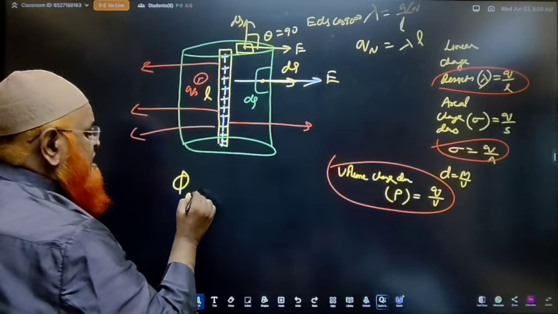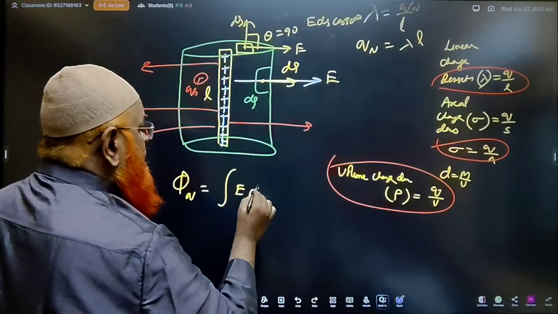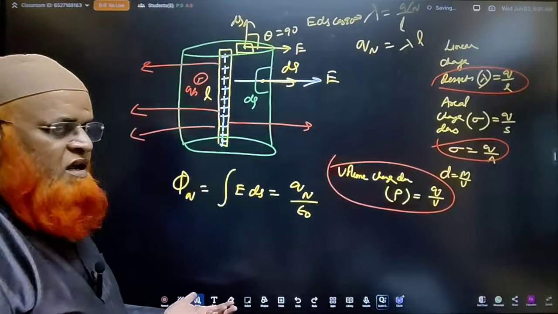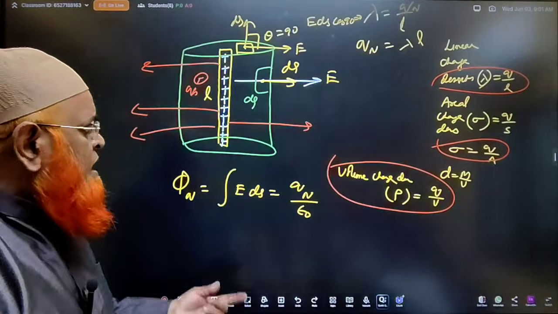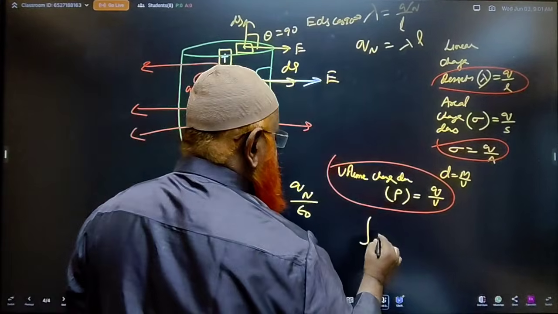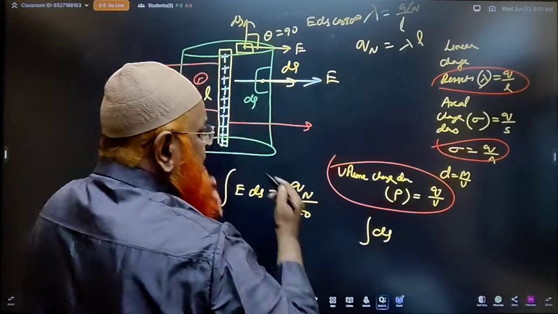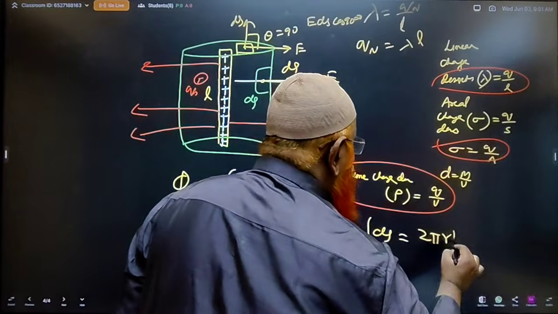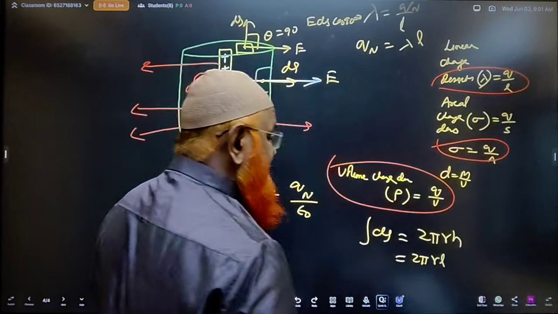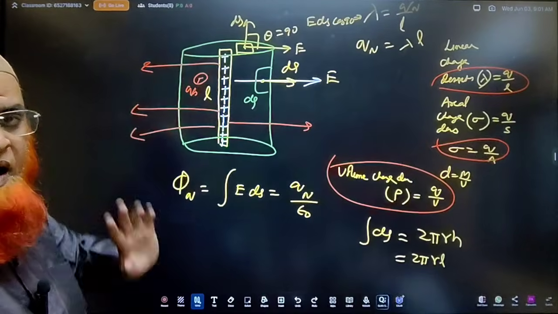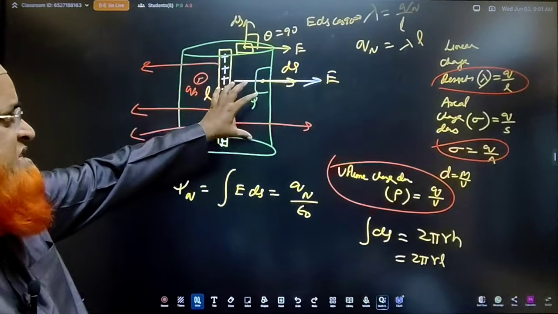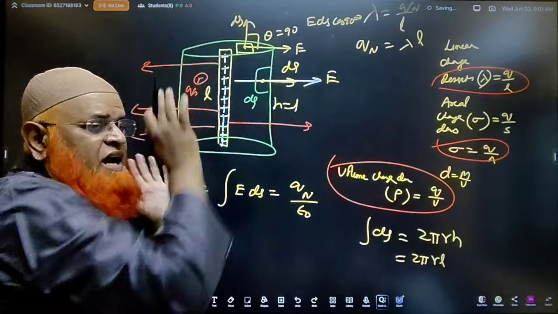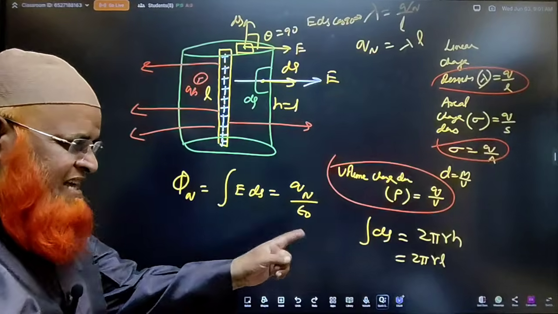So I am applying Gauss law now. Q net is nothing but the integral of E dot ds, which is nothing but 1 by epsilon naught of net charge. This is called Gauss law. There is no rocket science in this. So I want to find out what is the integration of ds. The lateral surface area of a cylinder is 2 pi r h. Now here it is 2 pi r l, because h is the height of the cylinder, which is also equal to the length of the wire. Whatever the length of the wire is, that will be the height of the cylinder here. So you got ds as 2 pi r l.